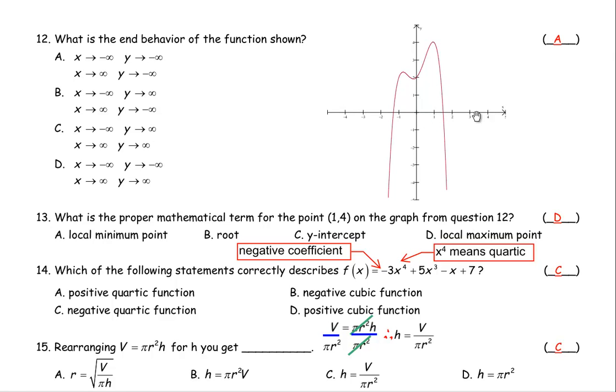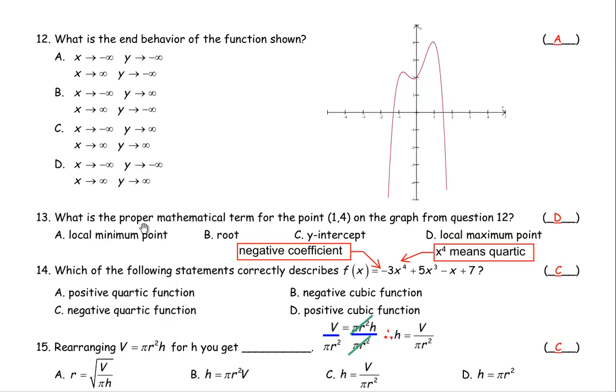As we go to the positive right here, as x becomes large, x tends towards infinity, y again tends towards a large negative number, so we say it tends towards negative infinity. So A is the correct end behavior for this function shown. Another way to say it is the function goes from quadrant 3 here to quadrant 4 over here. So it's going from 3 to 4. Remember, you read that from left to right across the page.